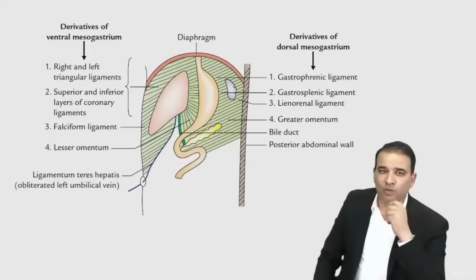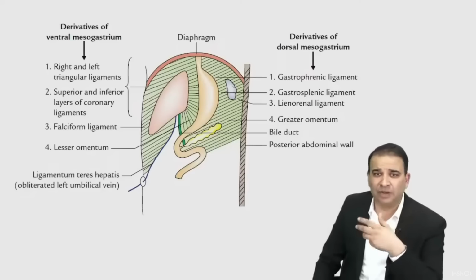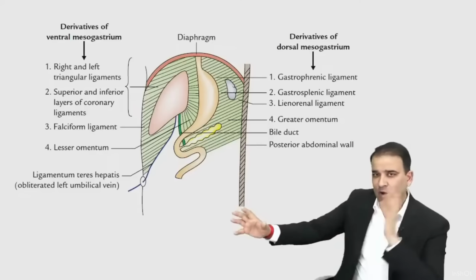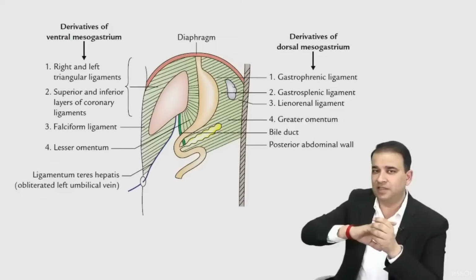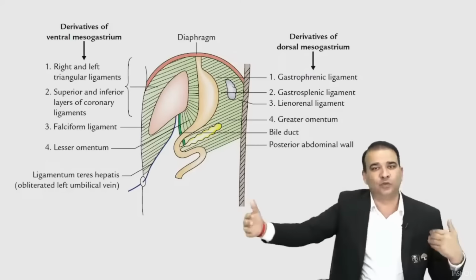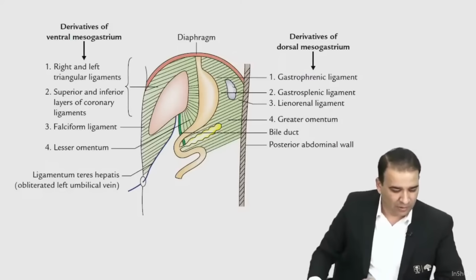Well, you never know. Next time they might ask you falciform ligament or maybe the lesser omentum or greater omentum. Just think about ventral and dorsal mesogastrium, liver in the ventral and spleen in the dorsal mesogastrium, and then you can easily think about which ligaments will develop inside them.